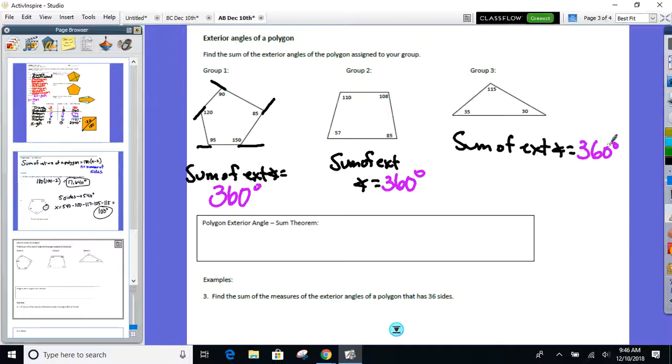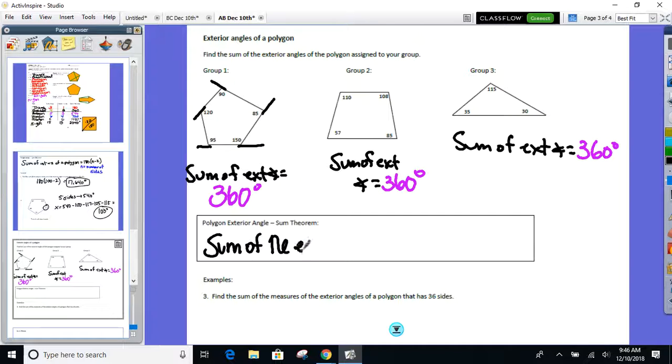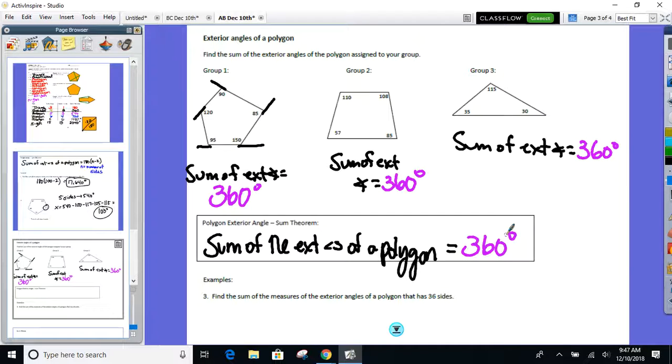What am I trying to show you here? Does it matter how many sides a figure has? No, all exterior angles will always add up to 360, no matter the number of sides. Okay? So there's no fancy formula. Here you go. The sum of the exterior angles of a polygon, no formula. What is it? Yeah, 360. That's all of them added together, always 360.